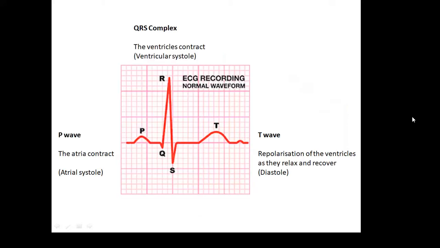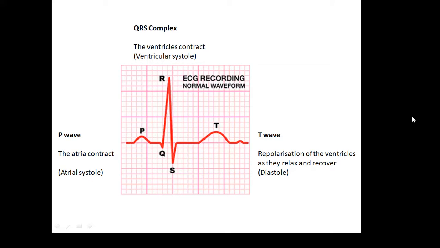This is a typical trace, and the different bits of it. There's the P wave, and the P wave is when the atria contract. Remember that the atria are the smaller chambers at the top. When they contract, when they squeeze the blood into the ventricles, this is called atrial systole. So the atria contract, that's the P wave.